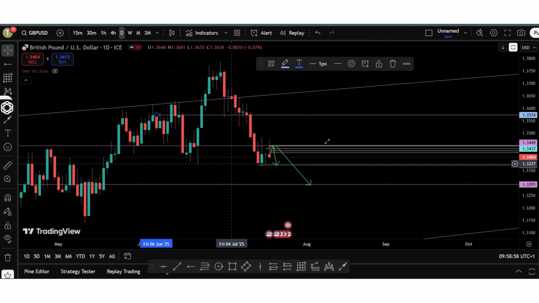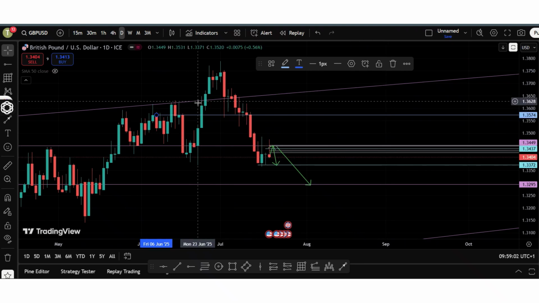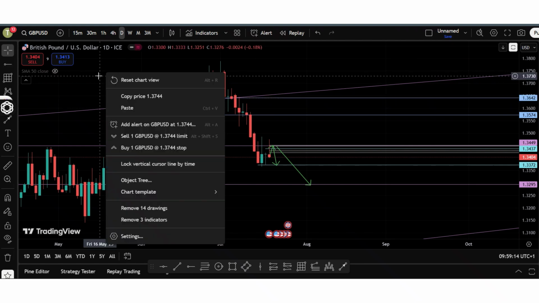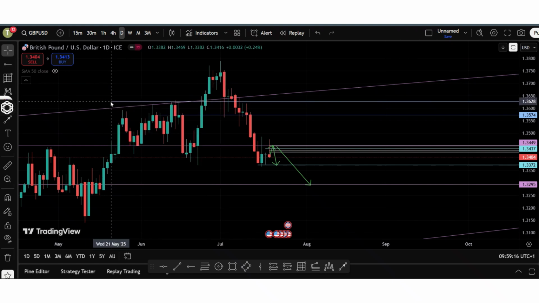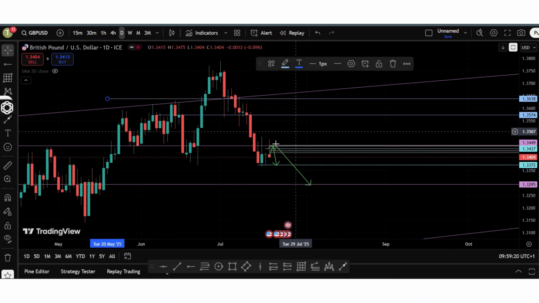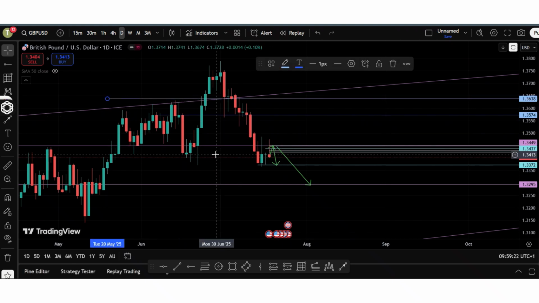So this level, 1.3574. So around these two levels. Let me draw this well. The two levels I'm expecting sells from. So these two levels will give us a good sell. There's another level I'm watching very closely for sells.